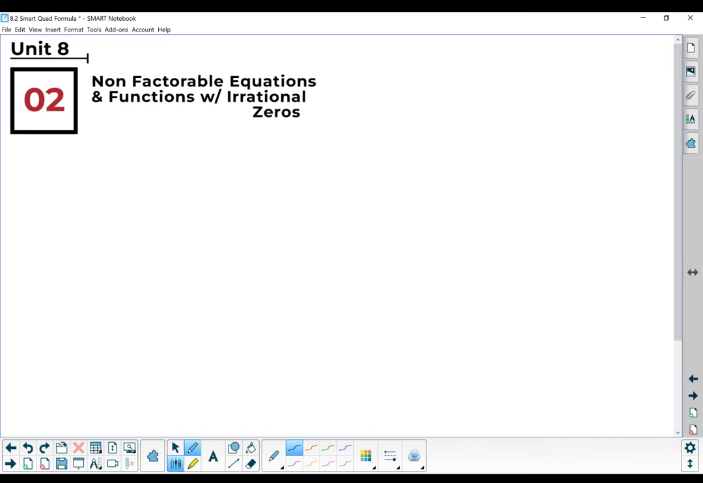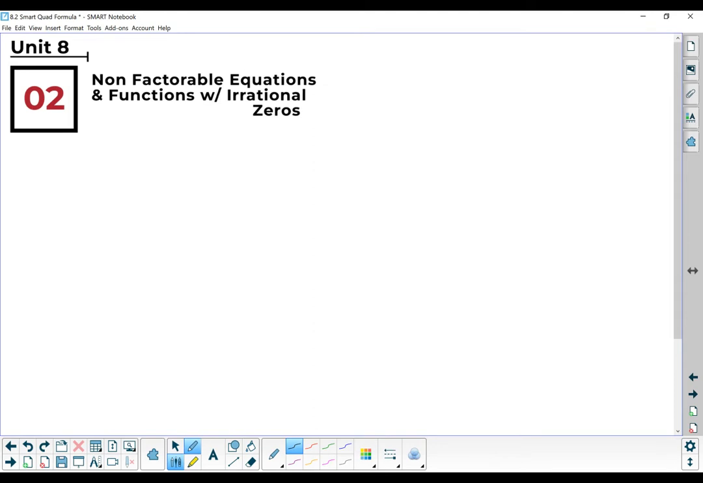Hello, Math 2. This is Unit 8, Lesson 2, and this is Part B, where we are going to look at how the quadratic formula relates to graphs.